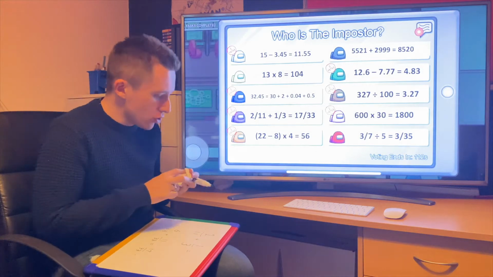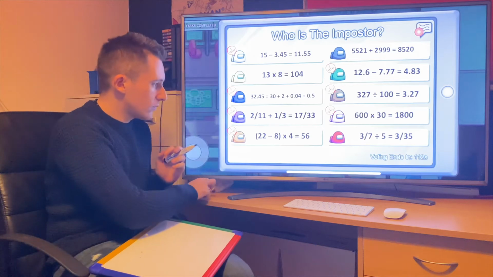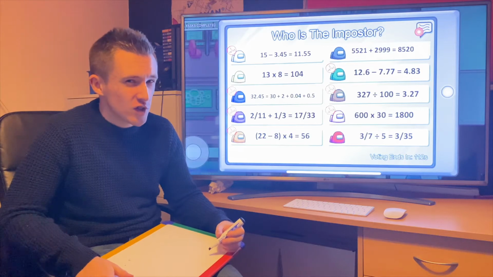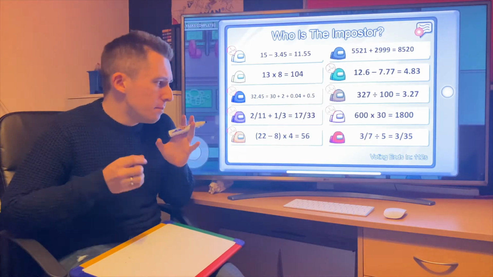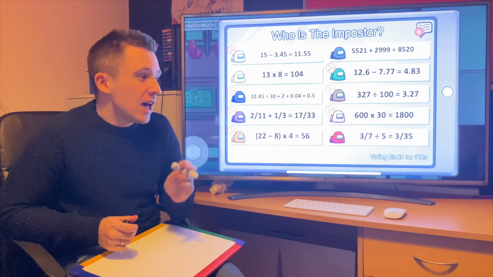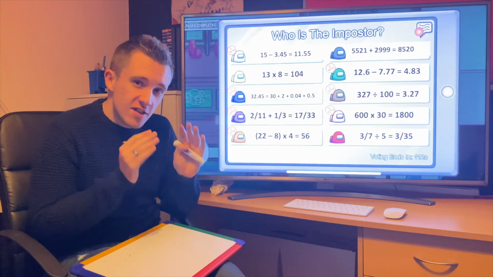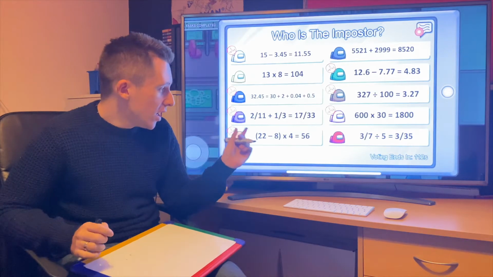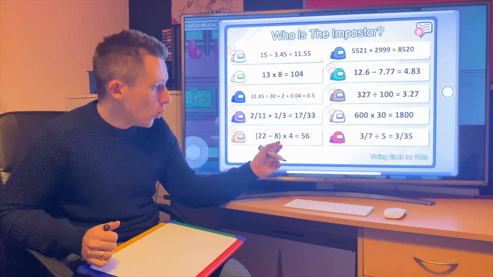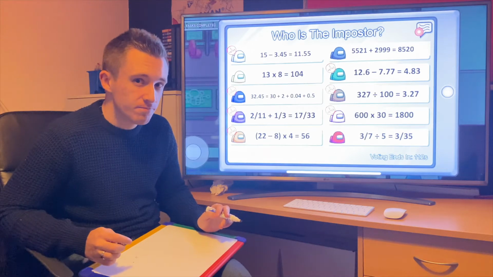Next one is orange. Now for orange, you need to know something called BODMAS. Now, I'm not going to go into too much detail because that's a lesson on its own. But basically, it tells you the way things have to be done in a certain order. Okay? And what you need to know for this is that you do the thing in brackets first. So whatever's inside the brackets, you do that first. So you do 22 take away 8, which is 14, times 4, which is 56. So the answer is 56, so orange is not the imposter.